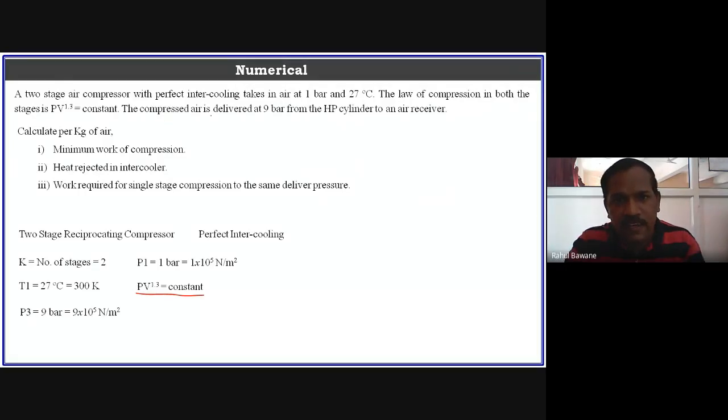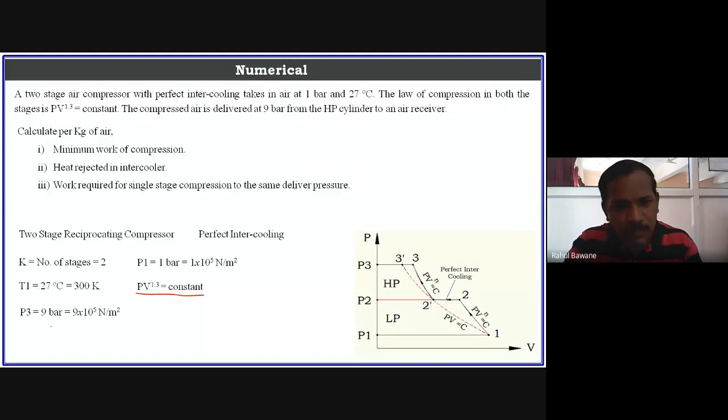The compressed air is delivered at 9 bar. So delivery pressure is 9 bar from the HP cylinder. And as it is a 2-stage, our PV diagram will be like this. Stage 1 compression up to point 2, perfect intercooling. That means your 2 dash lies on this isothermal curve. Again, second stage compression to point 3, and then delivery. So HP and LP cylinder.